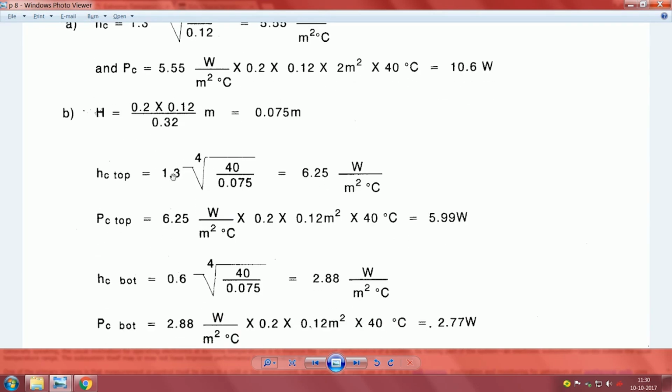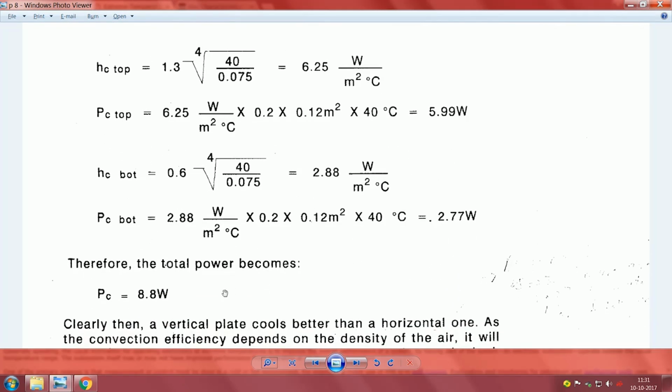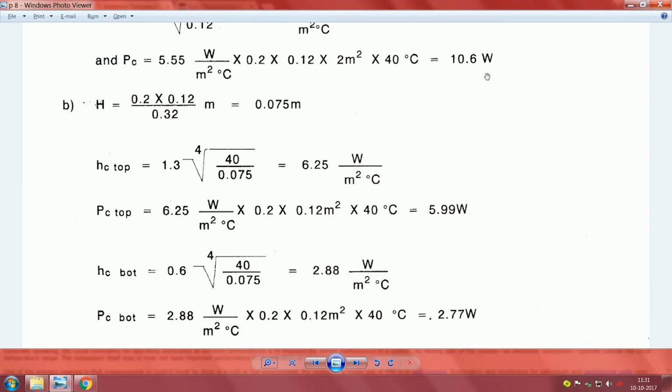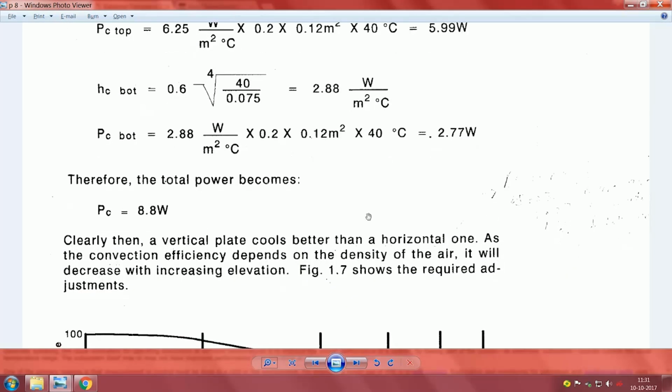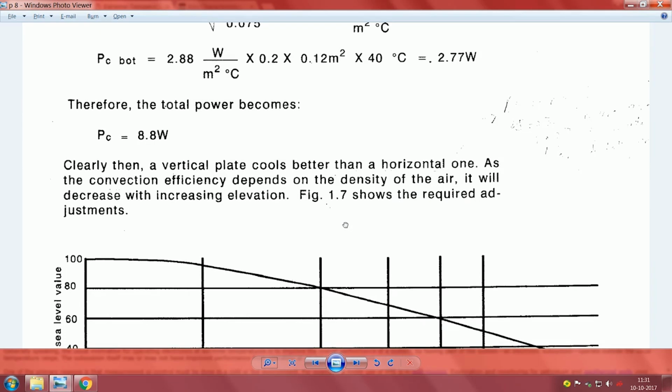We have alpha 1.3 for the top side conduction, then we have 0.6 for the bottom side condition. So, we have approximately 6 plus 2.7, around 8.8 watts can be dissipated when it is in the horizontal condition, as compared to 10 watts when it is kept in the vertical. So, in the horizontal condition, there is a little degradation. A vertical plate cools better than a horizontal one, as the convection efficiency depends on the density of the air. It will decrease with increasing elevation.